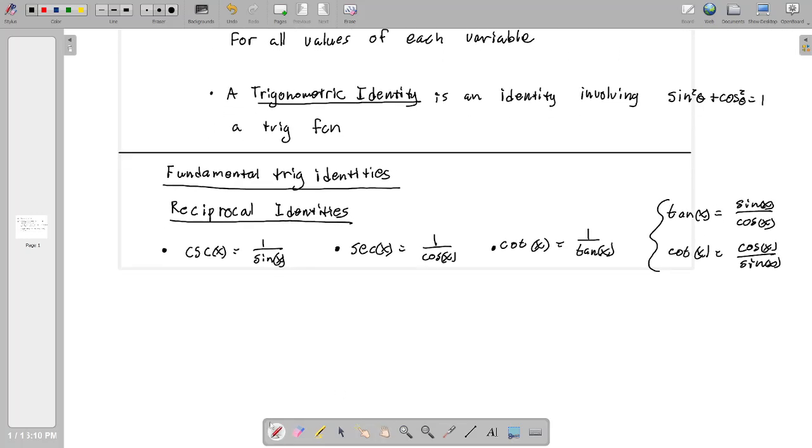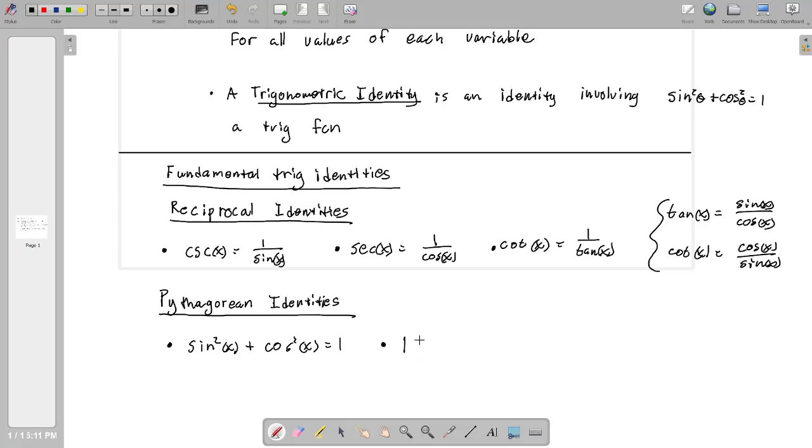Now, probably the most important identities are the Pythagorean identities. Here, the one that everyone needs to remember, sine squared of x plus cosine squared of x is equal to 1. This one is the most important Pythagorean identity out of the three. It's also one of the most important identities. I won't say that it is the most important, but it is probably the most important up to this point.